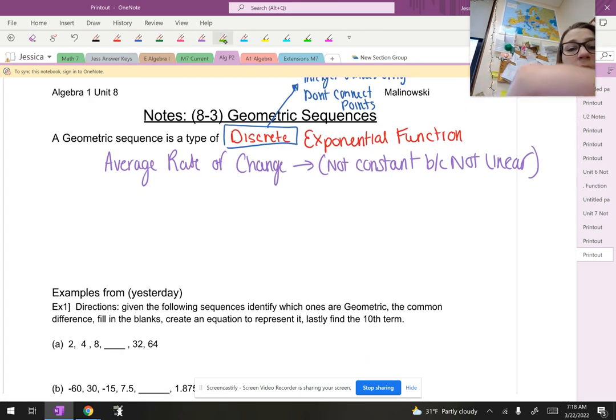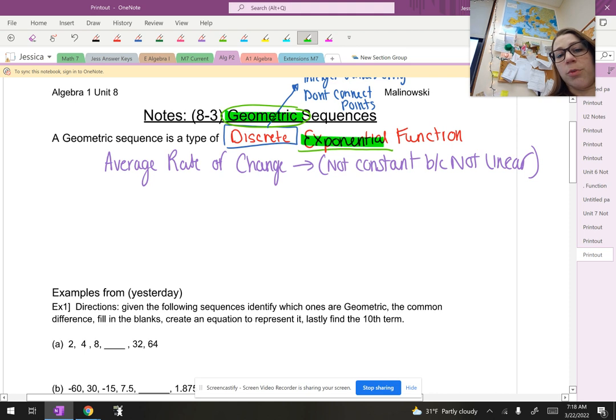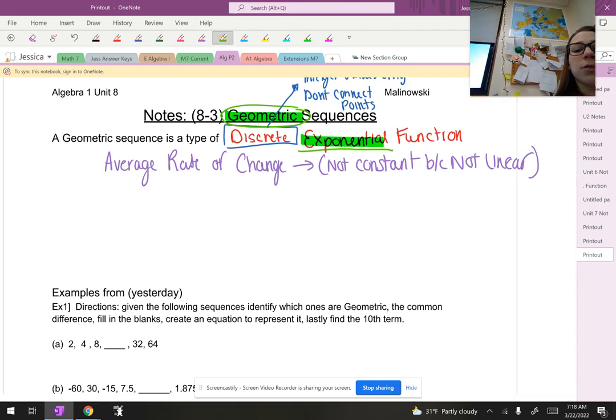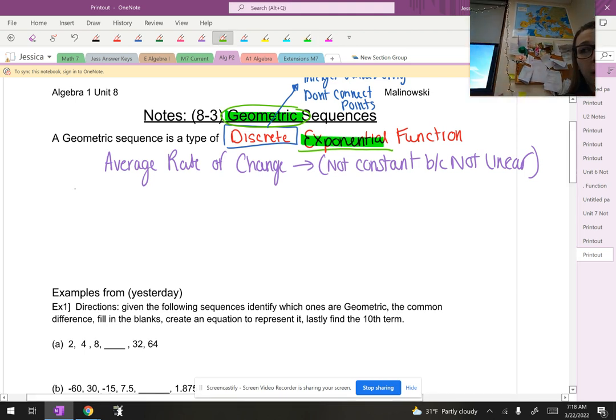And so what it means to be exponential, or what it means to be geometric, those two words are going to be interchangeable now. That means that there's a multiplying factor, right? You're multiplying by the same amount each time.